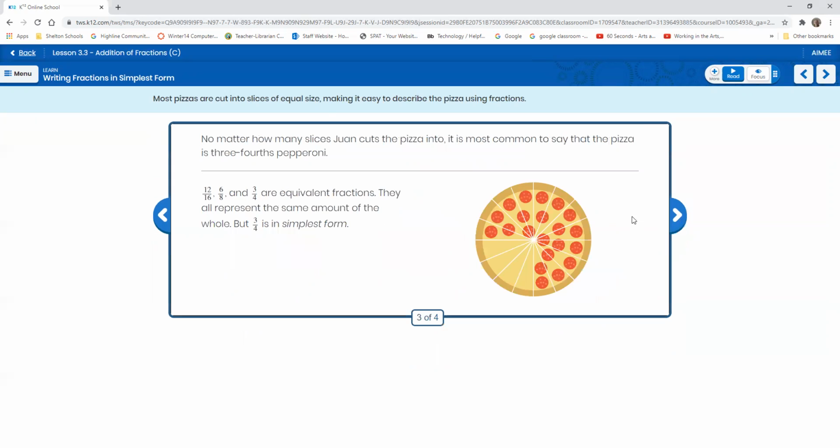Those are equivalent fractions. No matter how many slices one cuts the pizza into, it is most common to say that the pizza is 3/4 pepperoni. That's the easiest way to say it. 3/4 pepperoni. That's the simplest form.